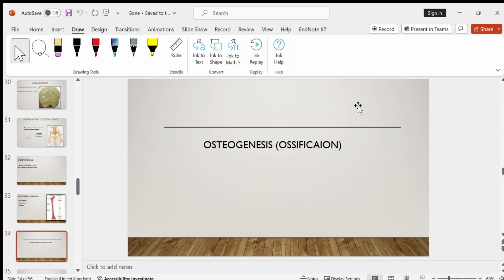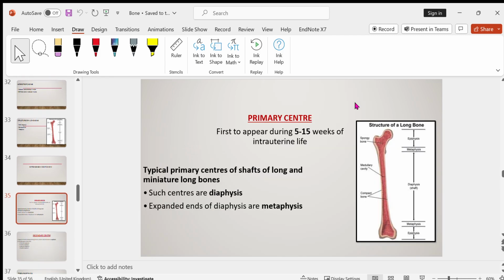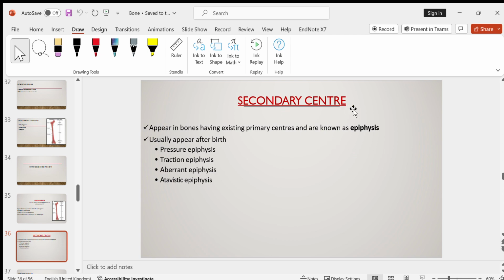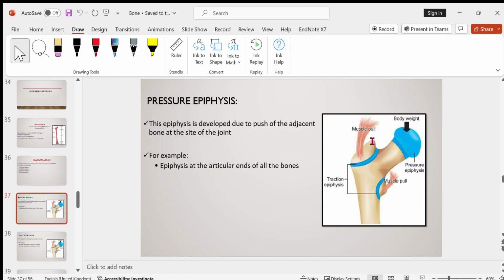What is osteogenesis? Osteogenesis is the development of new bone. Bones are formed from primary and secondary ossification centers. The primary ossification center develops during 5 to 15 weeks of intrauterine life, and the primary center leads to the development of the diaphysis and the metaphysis. The secondary ossification center appears to form the epiphysis. So the primary center makes the diaphysis and the metaphysis, and the secondary center forms the epiphysis.